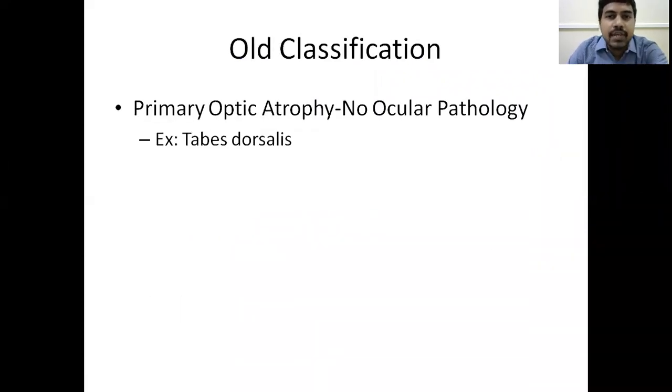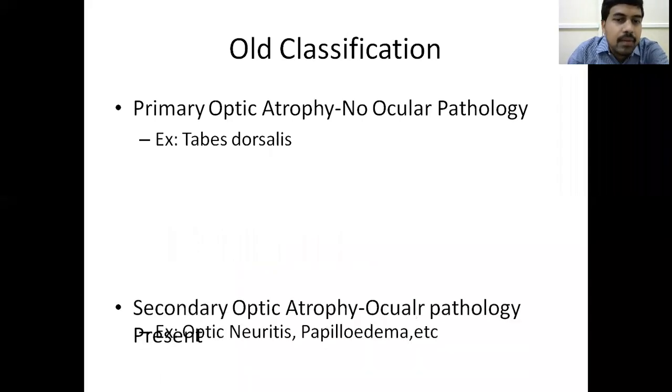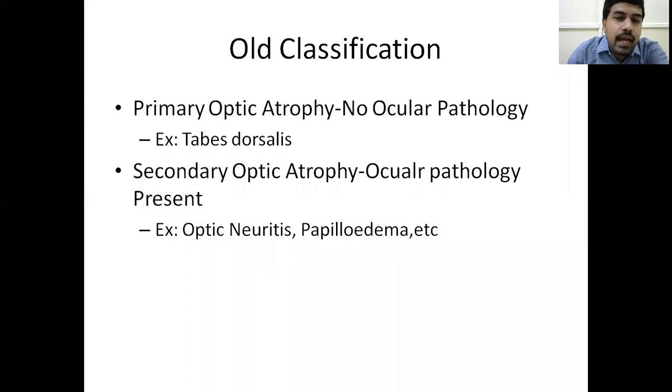So what is the classification of optic atrophy? The old classification is outdated nowadays. It was called primary optic atrophy when there was no ocular pathology. Example, CNS lesions like tabes dorsalis, which affects the ganglion cell layer, that is the second order neurons. Similarly, secondary optic atrophy, if there is any ocular pathology like optic neuritis or papilledema which causes optic atrophy, then it was termed secondary optic atrophy.